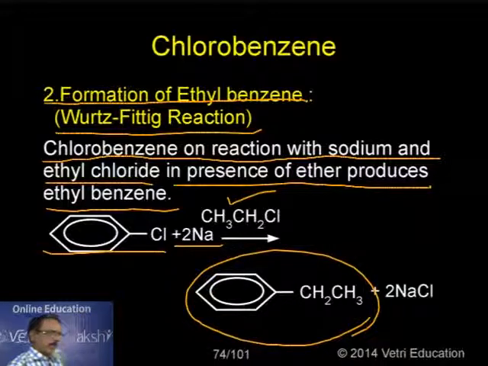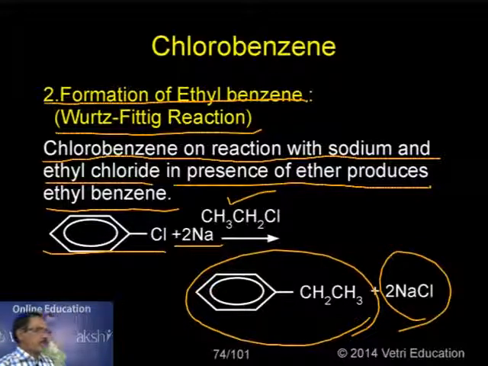Ethylbenzene is nothing but an alkylbenzene. This is ethylbenzene, along with 2 moles of sodium chloride. This name reaction is called the Wurtz-Fittig reaction. Can you follow? You must know the difference between Wurtz and Wurtz-Fittig. Wurtz means both sides aliphatic, so R-R. Wurtz-Fittig means one side is C6H5 and the other side is the alkyl part.